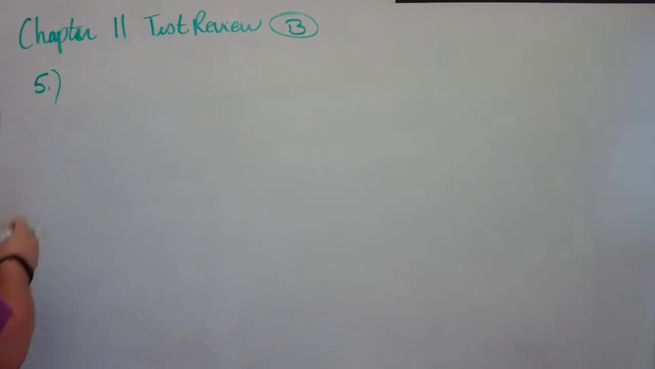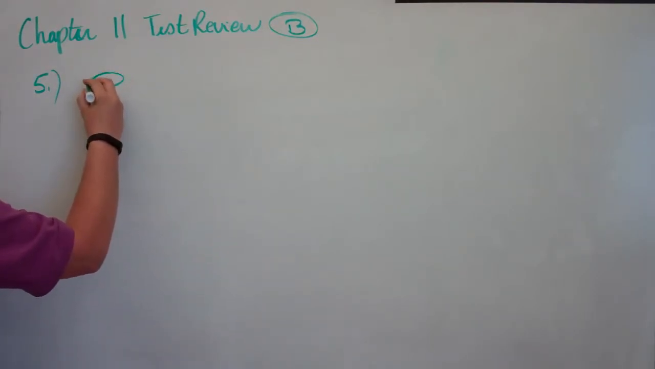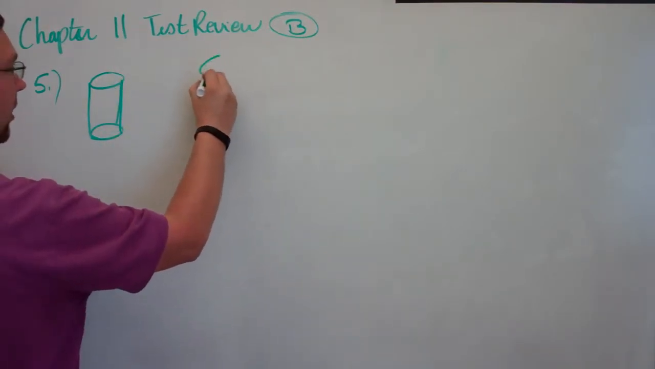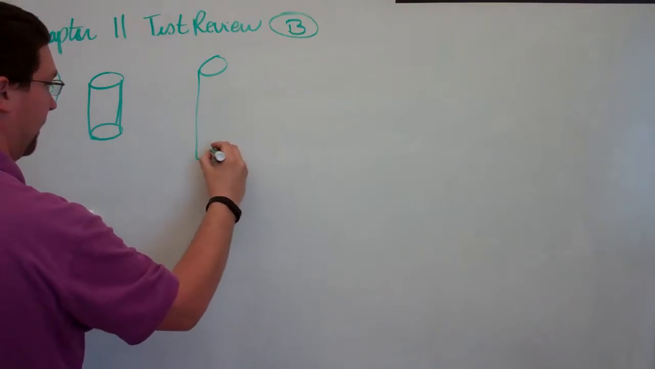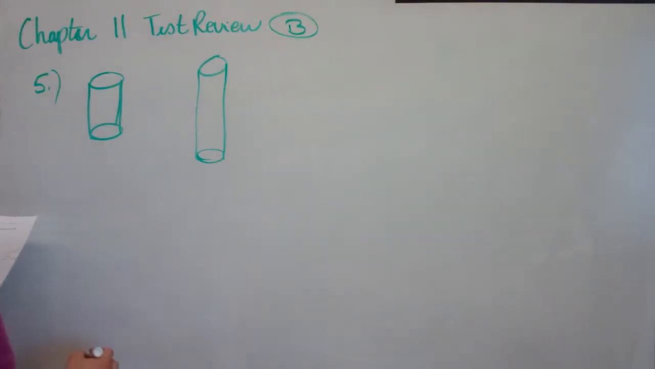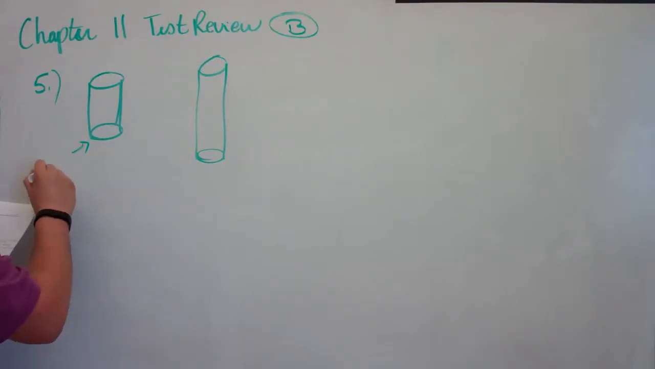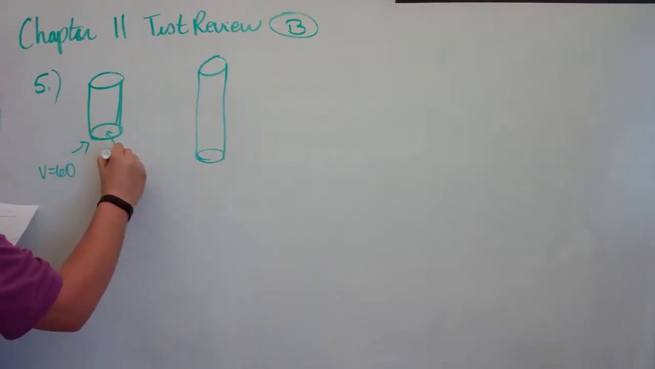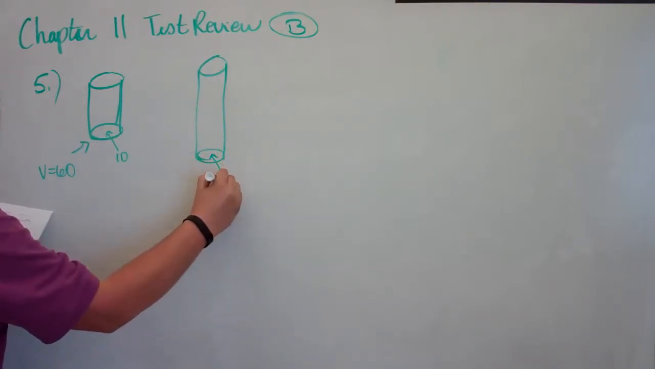Number 5. Now, the way they worded number 5 was a tad tricky, but the key word that they left out here was they're similar. Okay, we know that we have two cans. We have a small can. Oops. We have a bigger can. Okay. We know that the volume of the regular can is 60. And we know that the area of both bases is 10. Okay?